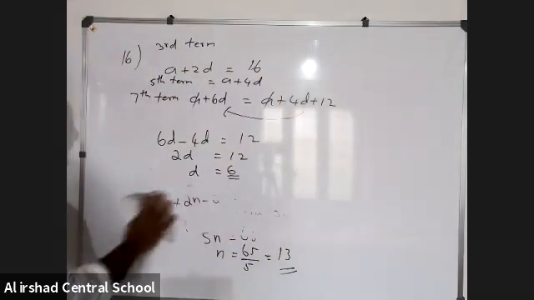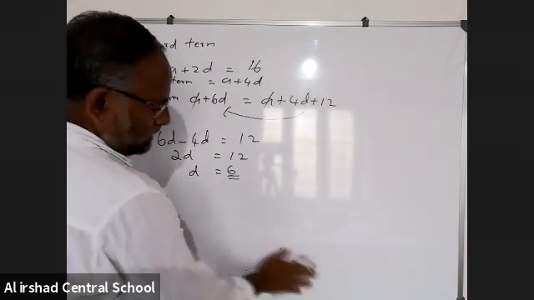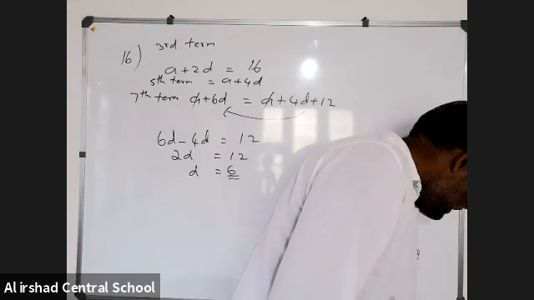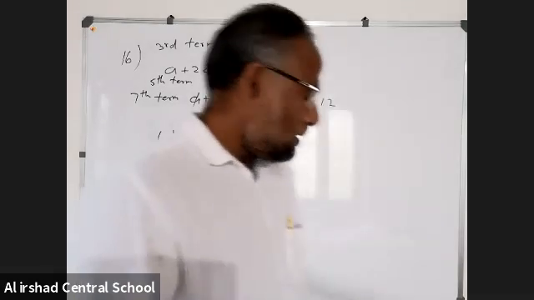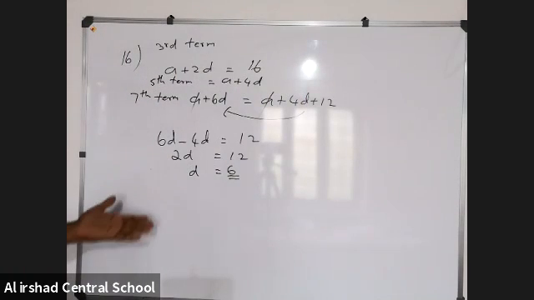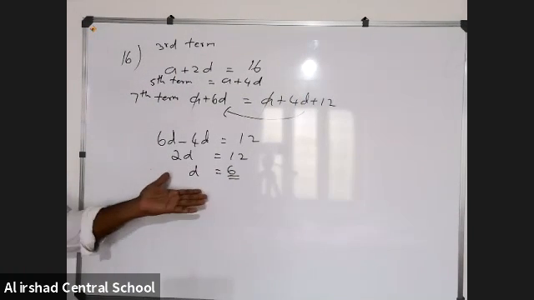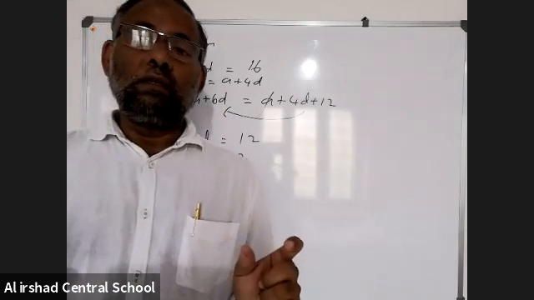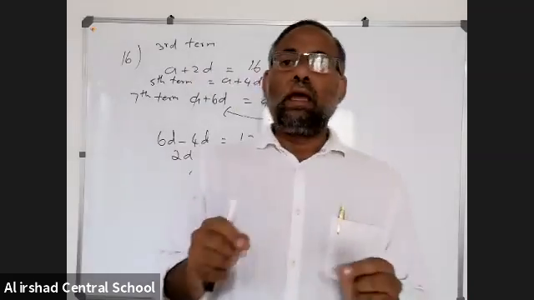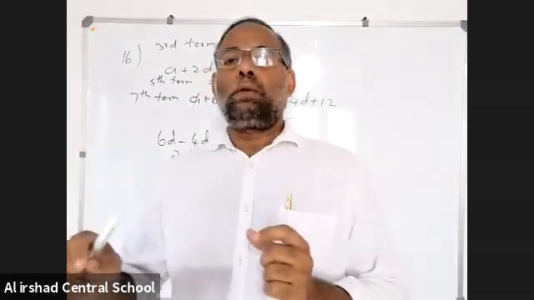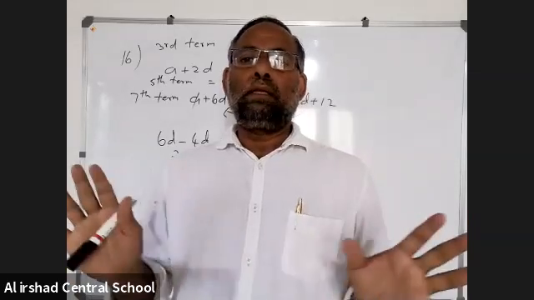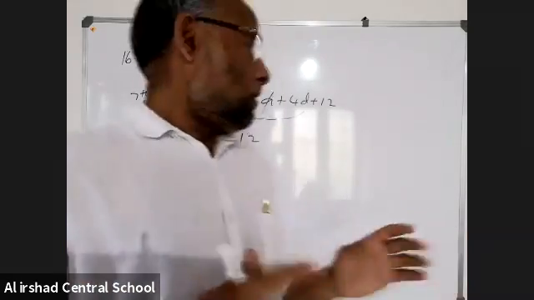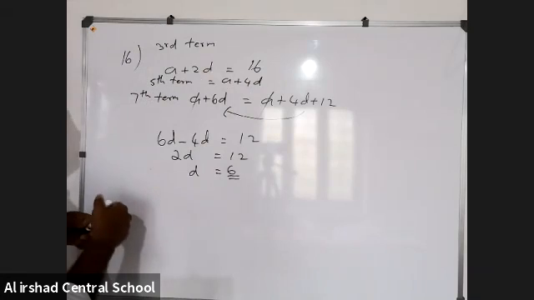Then what to do? We need a. The question is, you got d. Determine the AP. You have to write the AP. So what is a? By d alone you cannot. First term we need, difference we need. Then we can say a plus d, a plus 2d, a plus 3d, like that. Okay, now listen here. d you have to find out.